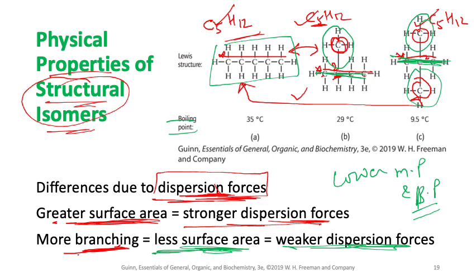The boiling point of the straight line structural isomer is 35 degrees Celsius. But if you branch one time, then the boiling point gets lower. If you branch one more time on the same structure, if I put one more carbon on the second one, you branch more. That means your boiling point also decreases a little bit more because of the less surface area. So you have to remember this concept too.